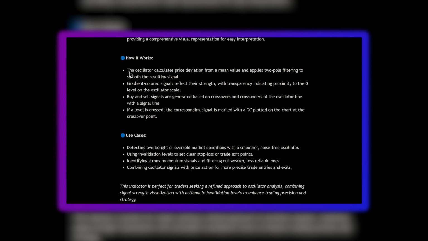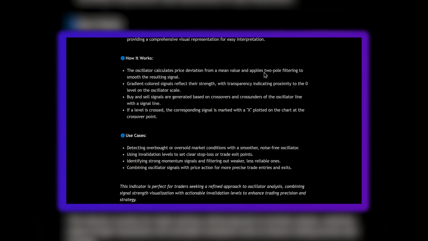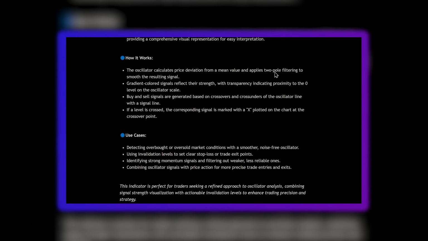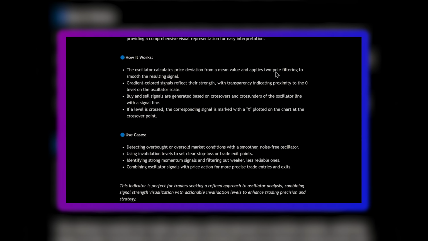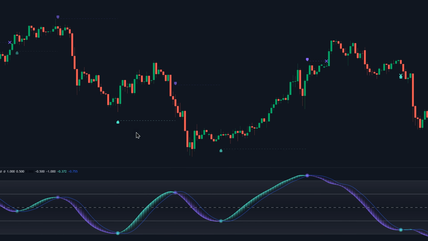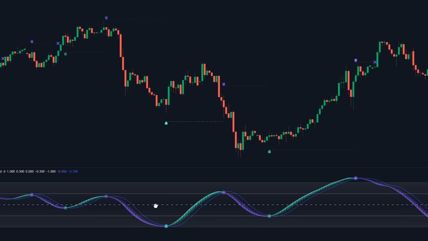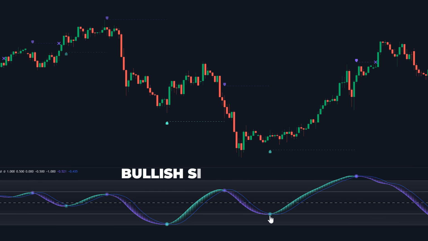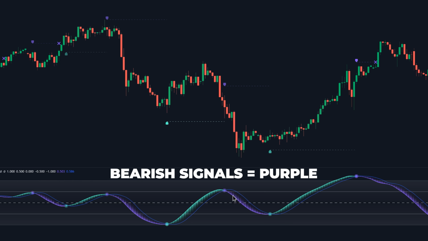The oscillator calculates price deviations from a mean value and then applies a 2-pole filtering to smooth out the signal. 2-pole filtering is a way to reduce noise while at the same time preserving important trends, effectively applying 2 layers of smoothing to produce a cleaner signal. Once the signals are generated, they are colored to show whether they're bullish or bearish. Bullish signals appear in blue, indicating bullish momentum, and purple signals appear when momentum is bearish.